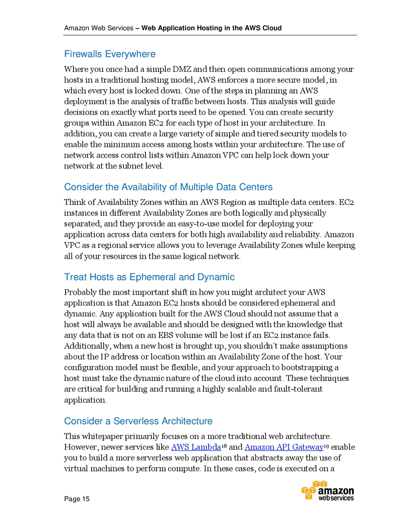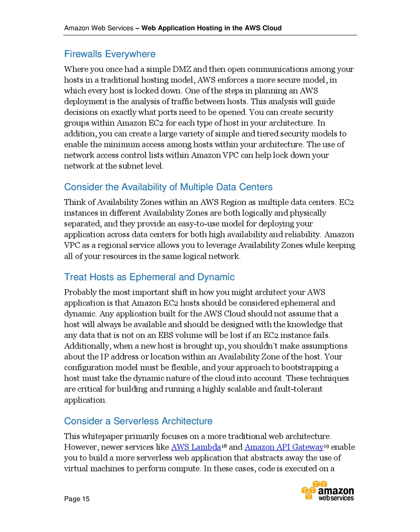Firewalls everywhere. Where you once had a simple DMZ and then open communications among your hosts in a traditional hosting model, AWS enforces a more secure model, in which every host is locked down. One of the steps in planning an AWS deployment is the analysis of traffic between hosts. This analysis will guide decisions on exactly what ports need to be opened. You can create security groups within Amazon EC2 for each type of host in your architecture. In addition, you can create a large variety of simple and tiered security models to enable the minimum access among hosts within your architecture. The use of network access control lists within Amazon VPC can help lock down your network at the subnet level.